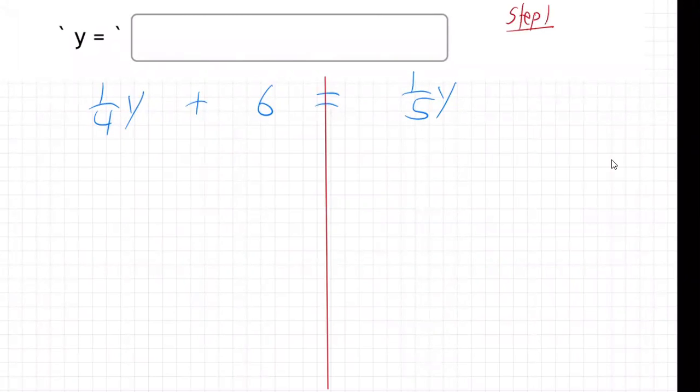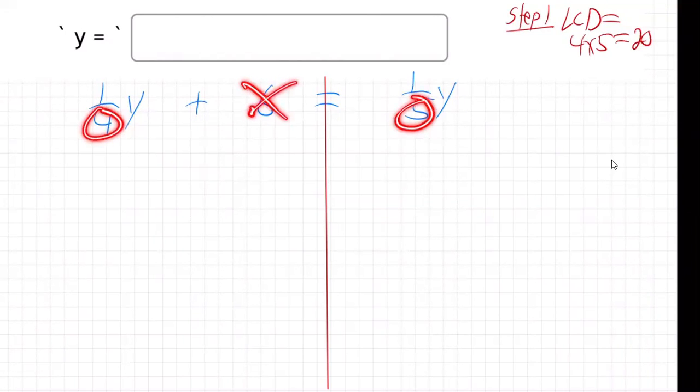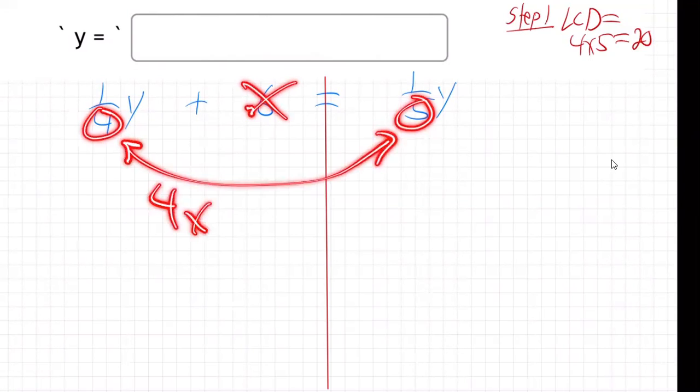Step one, LCD. What's the LCD here? It's going to be 4 times 5, 20, isn't it? Right? The only two denominators are 4 and 5, not the 6. Because the 6 is not under a bar. He's not a denominator. So I don't even consider him. I just consider the 4 and the 5, and you know quite well 4 times 5 is 20. So 20 is the least common denominator.